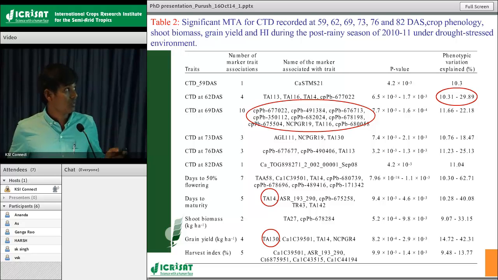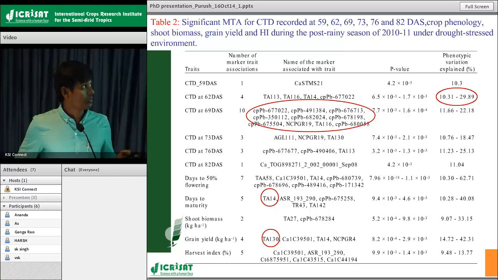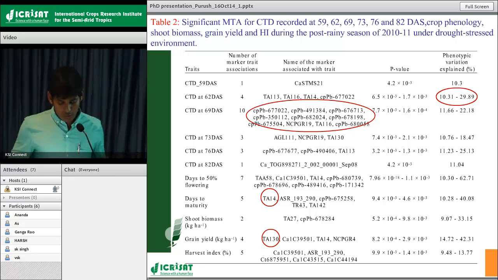The number of markers was high. It shows that CTD is driven by many characters such as stomatal conductance, rooting performance, phenology and so on.